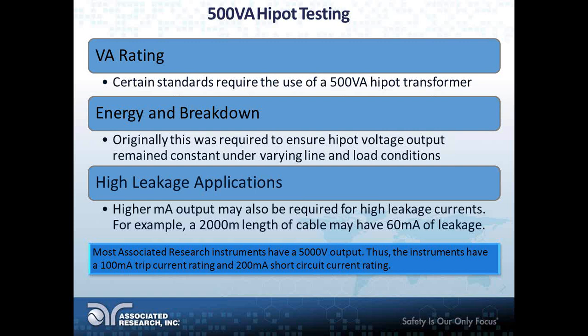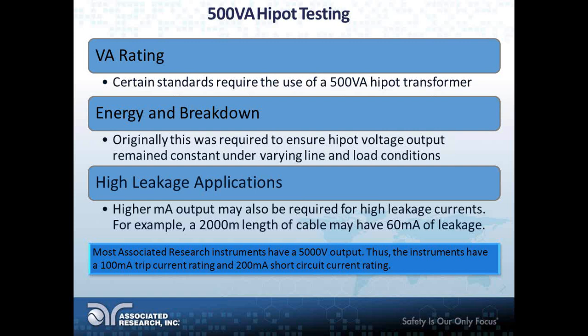A 2,000 meter length of cable. We run into this with cable manufacturers quite a bit. They might want to test a 2, 3, 4, 5,000 meter length of cable that might have 60 milliamps of leakage just in and of itself. If you think about it, it makes sense. You have cable that's a certain number of picofarads per foot, and now you're multiplying that by the thousands. You do a quick calculation to figure out how much leakage current you're going to have because of the capacitive reactance, and you'll see, oh my goodness, I'm going to have 70 milliamps of leakage current, and this Hipot unit we're thinking about speccing tops out at 20 milliamps.